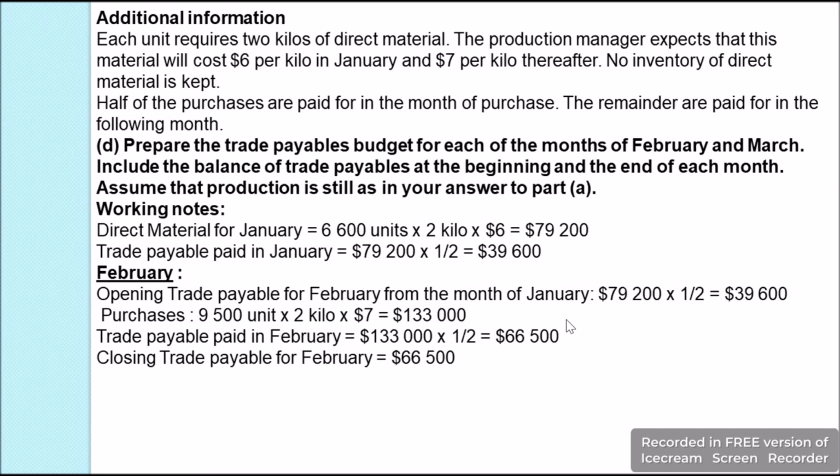So in the month of Feb, this will be the opening balance. Now let's calculate the direct material for the month of Feb. The purchases as well as the production and sales was 9,500 units for Feb, and we required 2 kilos of direct material, and after Jan the value of direct material is $7, so times 7 will be $133,000. Half of this will be paid in the month of Feb, which will be $66,500, and the remaining half will be the closing balance, and this will be paid in the month of March.